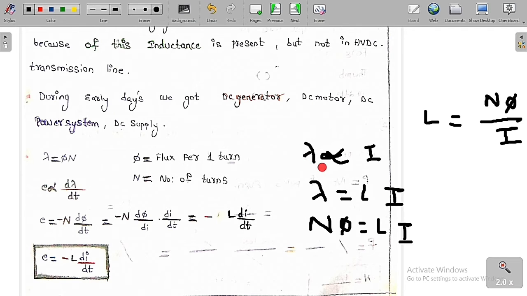If the total flux linkage is directly proportional to current, then lambda is equal to, if you remove the proportionality constant, we have to use a symbol, the constant called self-inductance, which is L into I. But lambda is equal to N into phi, which is equal to L into I. So L is equal to N phi by I. As you can see clearly, N phi by I is nothing but L. So minus L di by dt is the overall amount of EMF induced in an inductor of coil with n number of turns, which is E is equal to minus L di by dt.